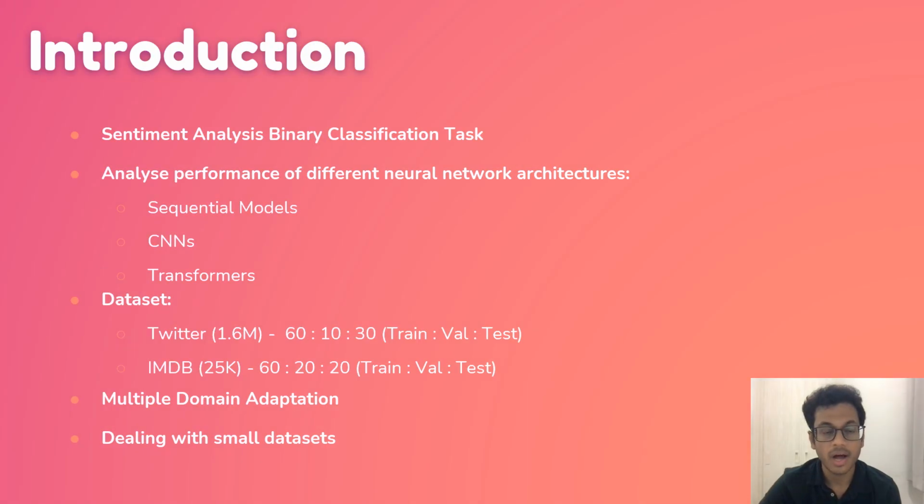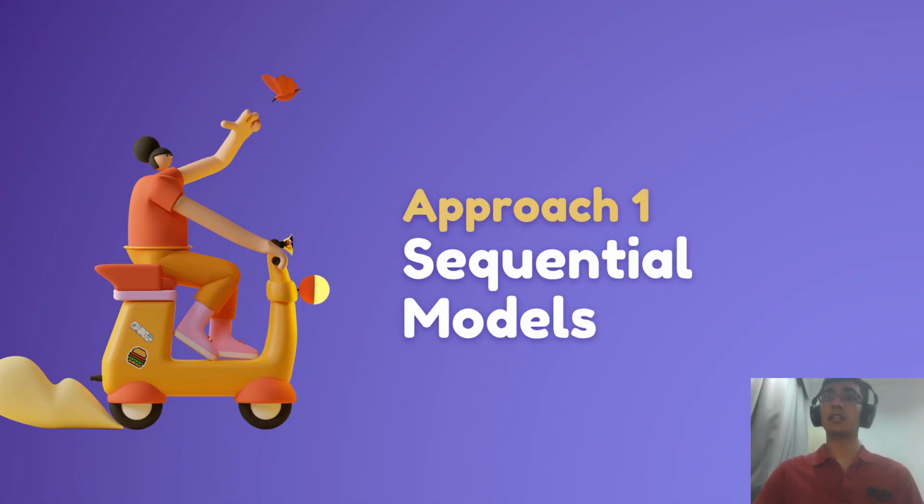In our project, we have handled the third problem in the project handout, which is sentiment analysis, a binary classification task. We analyze the performance of different neural network architectures, including sequential models, CNNs, and transformers. For evaluation, we use two datasets, Twitter and the IMDb dataset, which are benchmark datasets for sentiment analysis. We additionally address the problem of multiple domain adaptation of neural networks and dealing with small datasets in the natural language processing space. Let's have a look at some of the sequential models that we have considered.